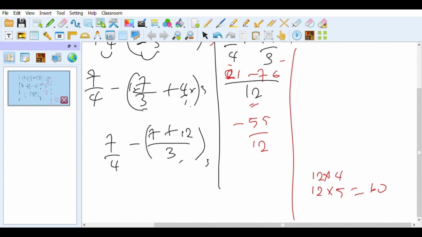Okay, so instead of getting 55, we have 48. So 4 whole number. But now we'll look for a remainder. 55 minus 48. Now we borrow 1 here. 15 minus 8. What is 15 minus 8? 7. So 4 whole number, 7 over 12.